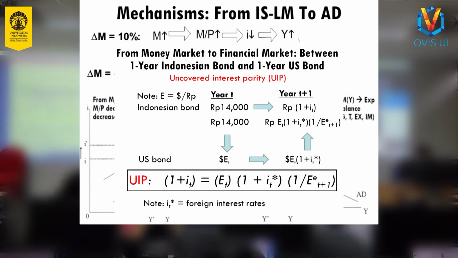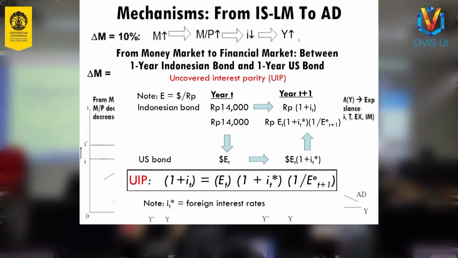So if you buy Indonesian bond, this is what you get next year. If you buy American bond, this is what you get next year. By the way, any star, so i star, means foreign interest rate, in this case the interest rate in the US. Here there is no star because you get the interest rate in Indonesia, the local interest rate. But here, since your bond is in the US, you get the interest rate in the US.